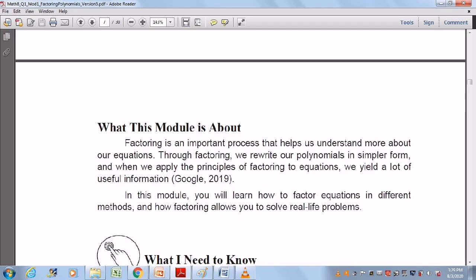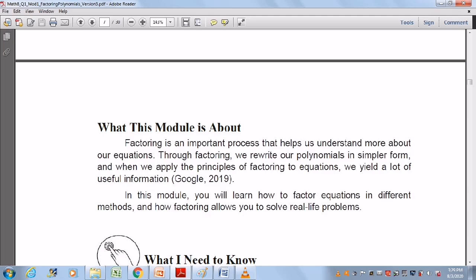Factoring is an important process that helps us understand more about our equations. Through factoring, we rewrite our polynomials in simpler form, and when we apply the principles of factoring to equations, we yield a lot of useful information. So it is from Google 2019. In this module, you will learn how to factor equations in different methods and how factoring allows you to solve real-life problems. So, most probably, may encounter nila dito yung pagkuha naman ng factors kabaliktaran nung lesson nung grade 7.